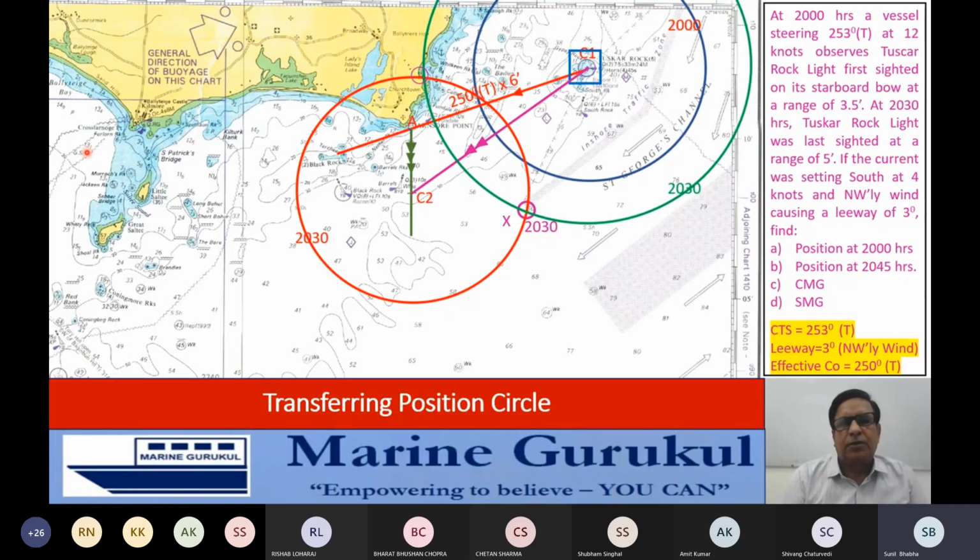This is the 2030 position. Now we draw C1, C2 through this X and equal in magnitude, and where it cuts the 2000 hour position circle, we get point Y, which is the 2000 hour position. Additional information given in this question to rule out the possibility was that only if this was the position at 2000 hours, then the Tusker Rock would be on the starboard bow. Had this northerly position been in navigable waters, then its corresponding position at 2000 hours would have had Tusker Rock on her port side.